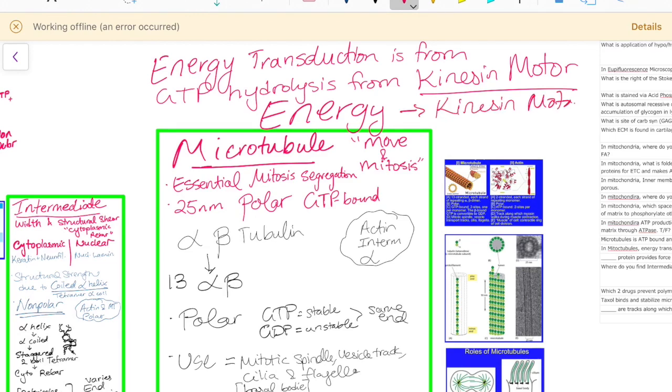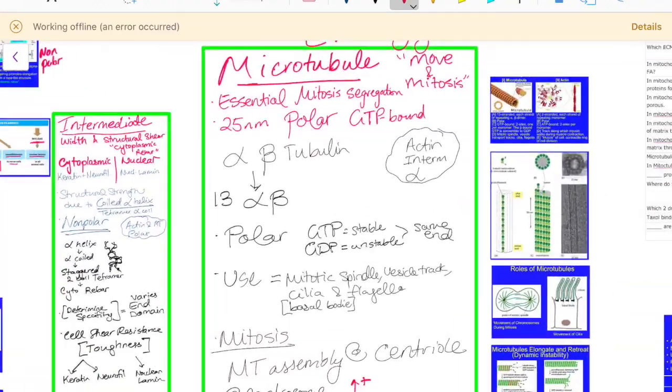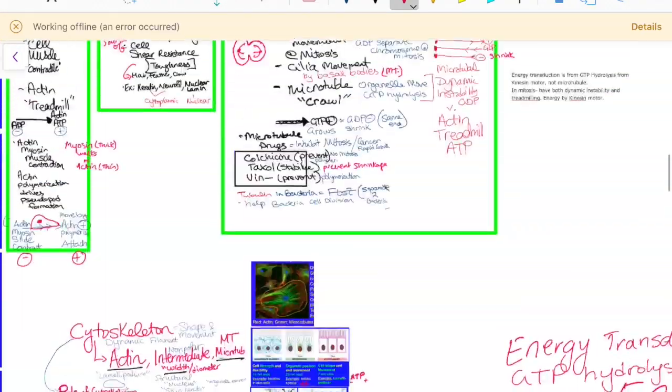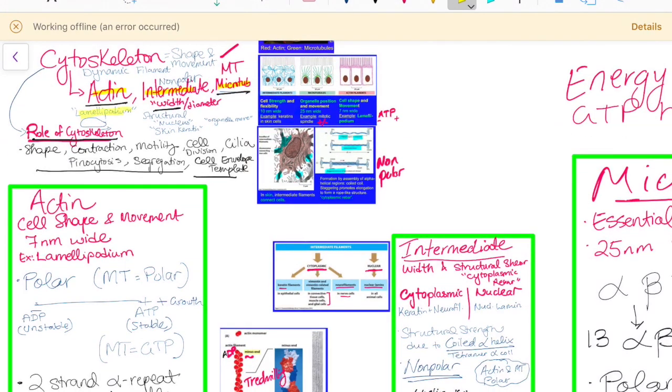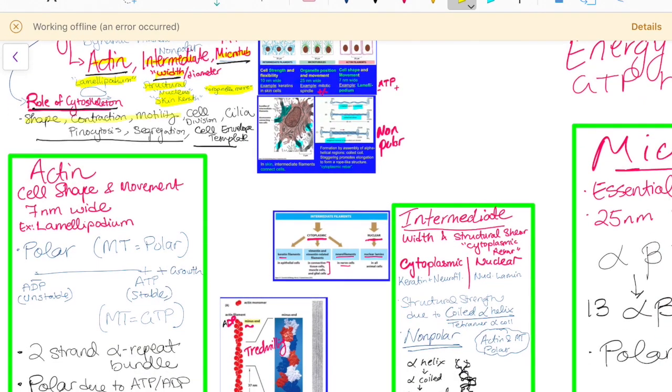So that is everything for cytoskeleton. So we have cytoskeleton, which helps us in shape and movement. We have three types: actin, intermediate, and microtubule. We have actin, ATP, which helps lamellipodia move. Intermediate is intermediate in width and provides us the structure in nucleus and skin keratin, whereas microtubule helps us in segregation in mitoses as well as organelle movement. And these are the roles of cytoskeleton.